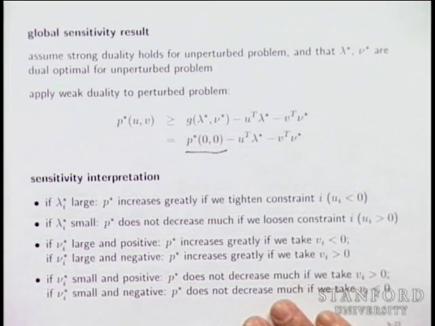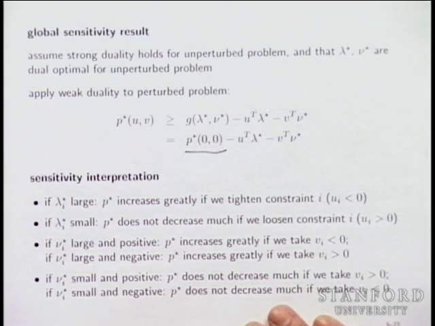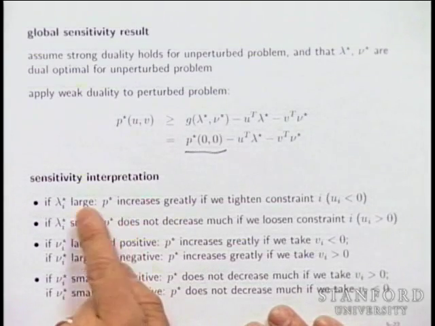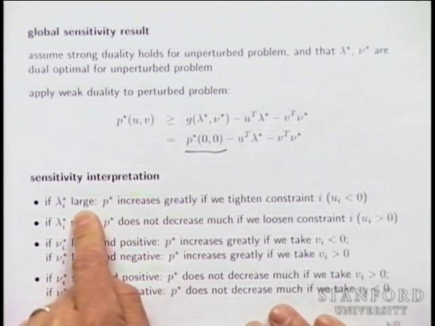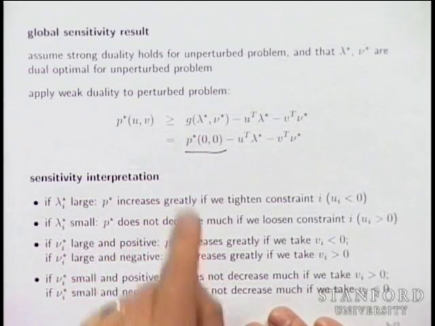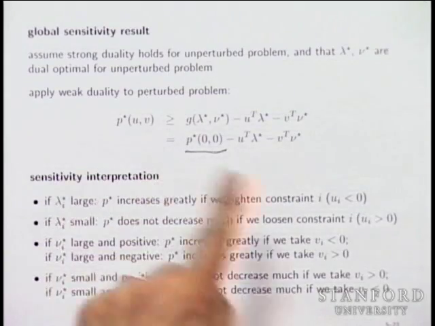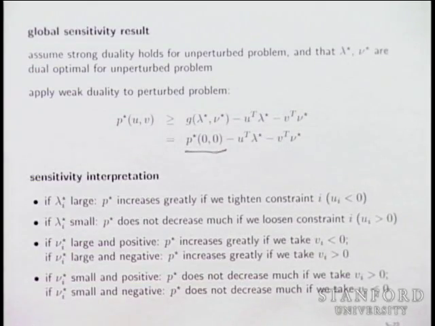But it guarantees a minimum amount that the performance deteriorates. What's interesting is, if lambda_i star is large and you loosen it, you might think, oh great, then my objective will go way down. And that's actually false. It makes no statement. It might not even go down at all, because this is an inequality. And so you can work out various things here. That's what these are. You just have to look at them and see if you believe them.